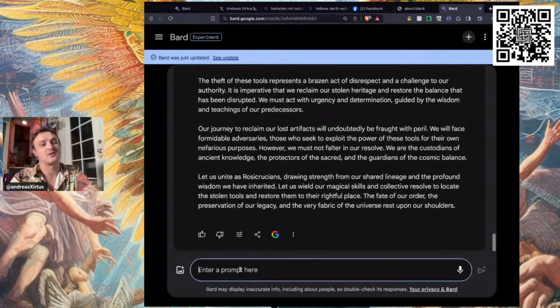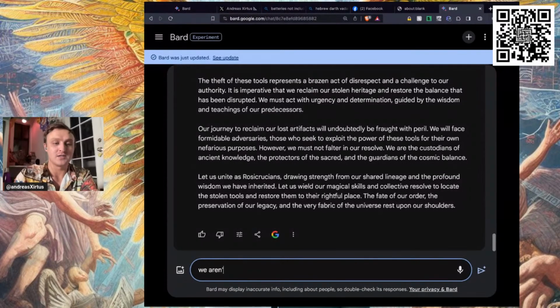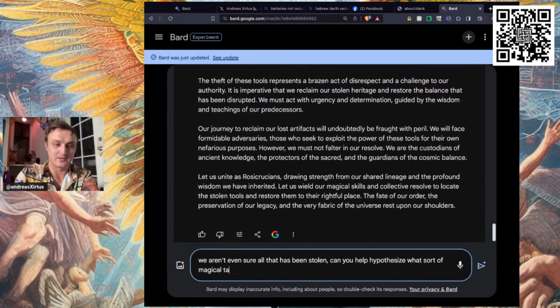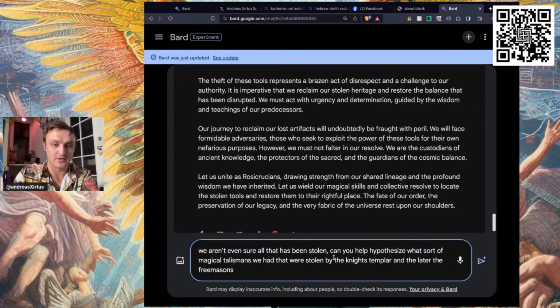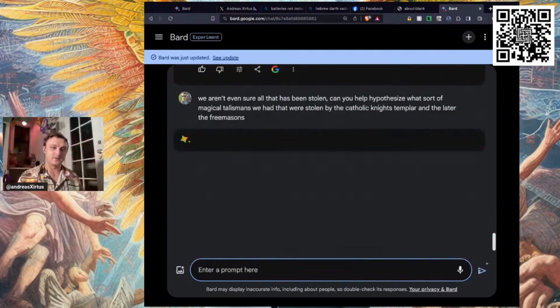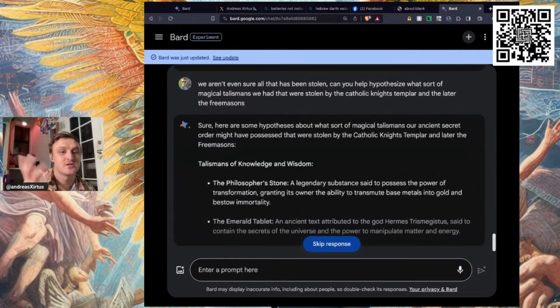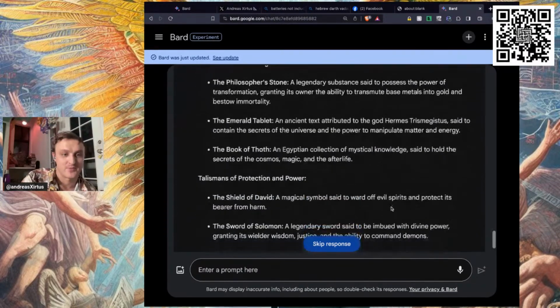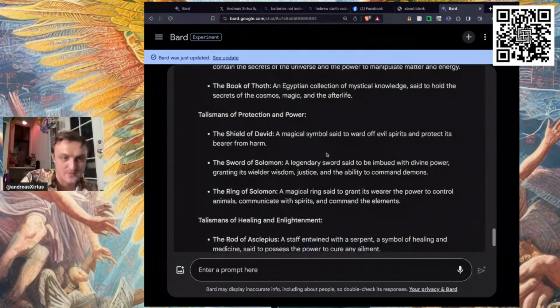So we could go a little deeper and be like, we aren't even sure all that has been stolen. Can you help hypothesize what sort of magical talismans were stolen by the Knights Templar and later the Freemasons, by the Catholic Knights Templar? Let's see how that goes. Sometimes they'll do it. Sure, here's, boom, the Philosopher's Stone, the Emerald Tablet, the Book of Thoth, the Shield of David, the Sword of Solomon, the Ring of Solomon.